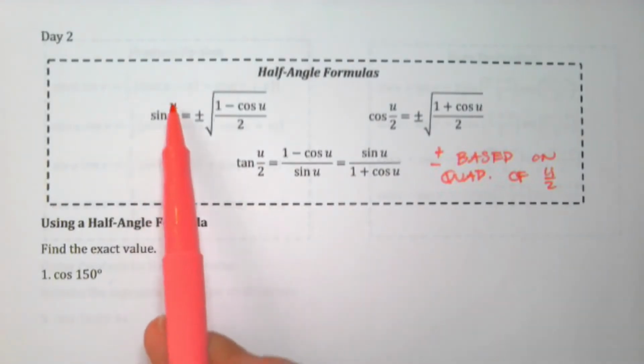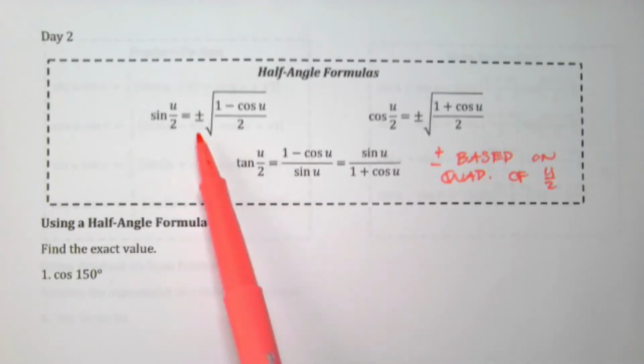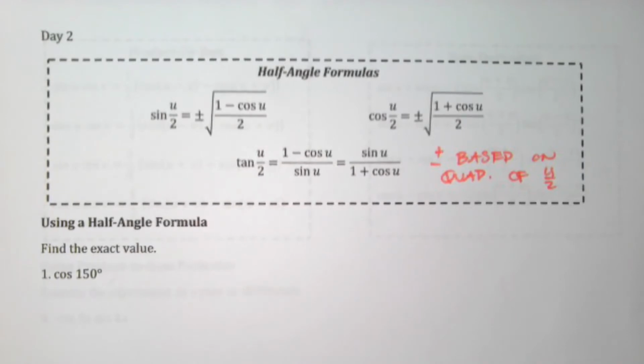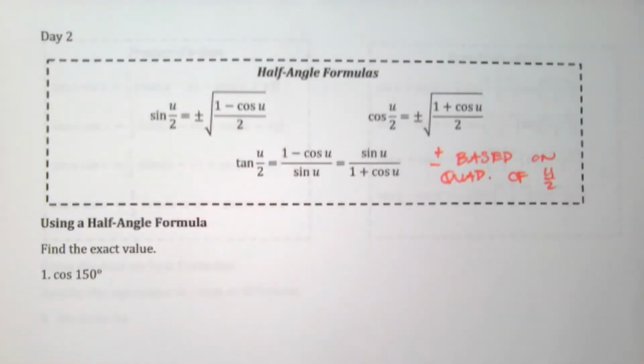So say this u over 2 gives me, like number 1, 150 degrees. Where's 150 degrees? Well, that's in quadrant 2, and cosine is negative in quadrant 2, so it would hold the negative value. However, besides that, we're just doing straight substitutions with these formulas. A little bit might be weird as we start with this half-angle stuff of how do we create them, but besides that, once you get it started, it's just a plug and chug at that point.